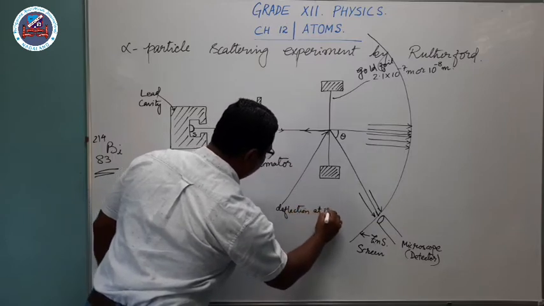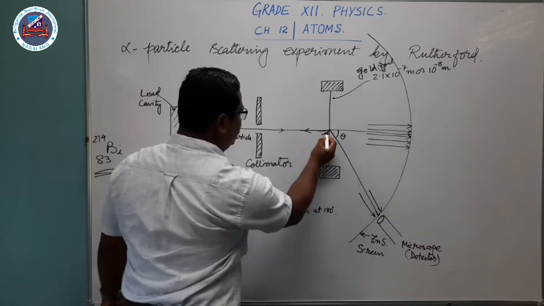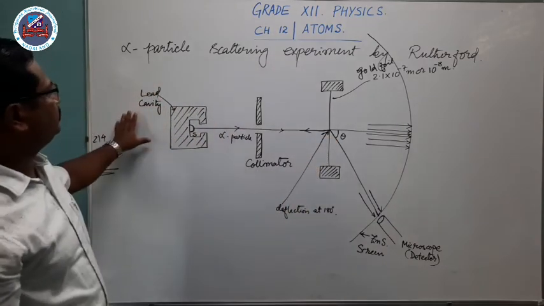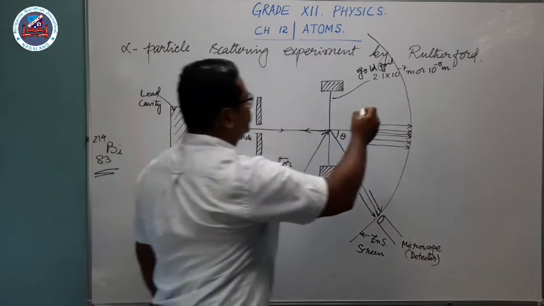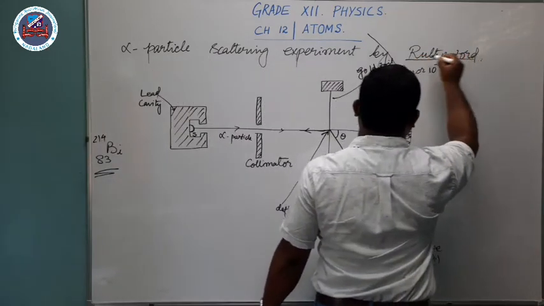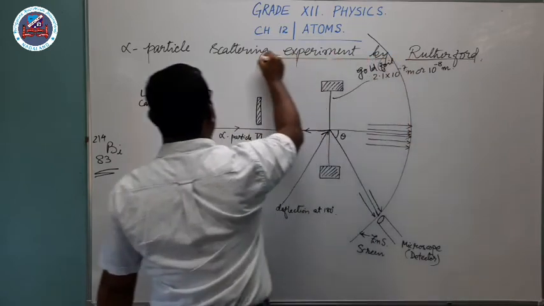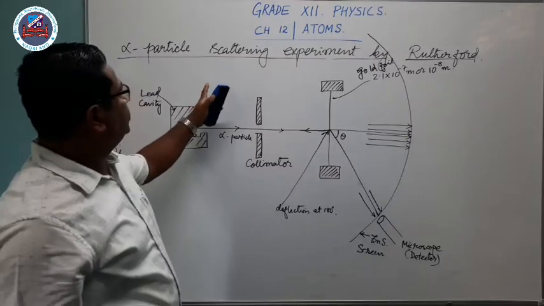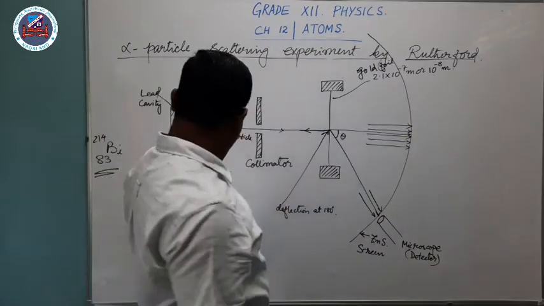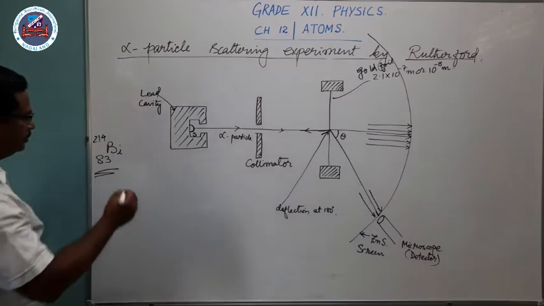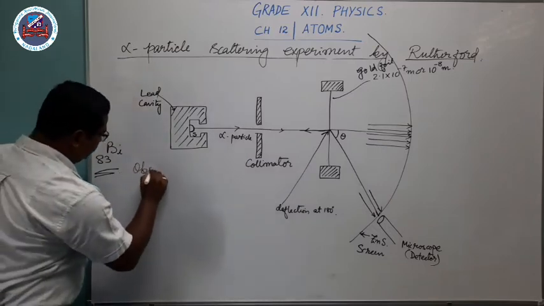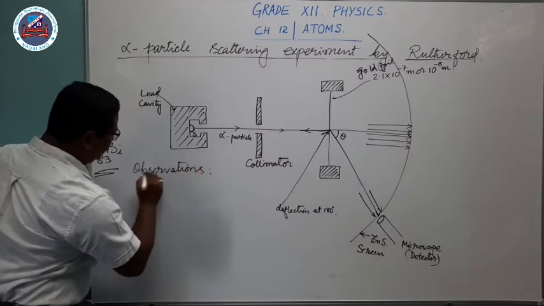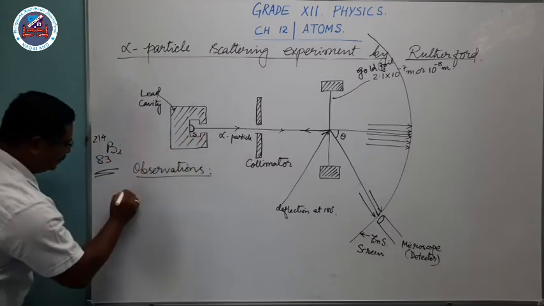These were the observations made by Rutherford in his famous experiment, the alpha ray scattering experiment. Now let us see the observations made by Rutherford, the observations that are made from this experiment.